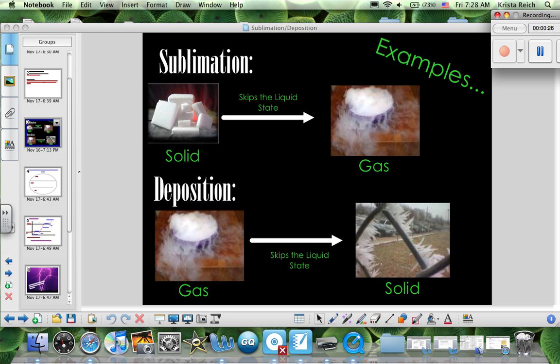The reverse of that is deposition. Deposition is when you have a gas, and once again it skips that liquid state and goes directly to a solid. An example of that would be like water vapor in the atmosphere, and as temperatures decrease, as it gets very cold out, it will never actually go into like a wet snow. It will go into like a frost. And here's what you see here on the fence. You see that frozen solid gas on the fence, and that is frost. Okay, that is deposition.